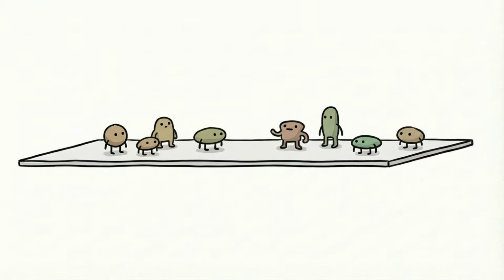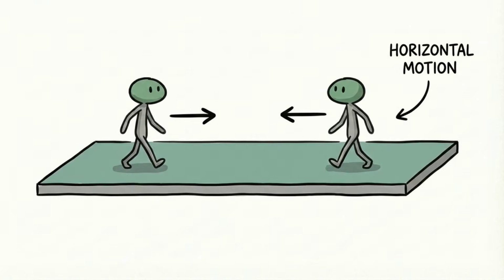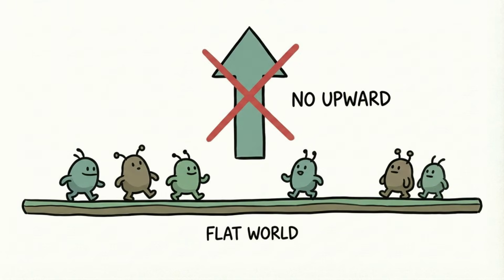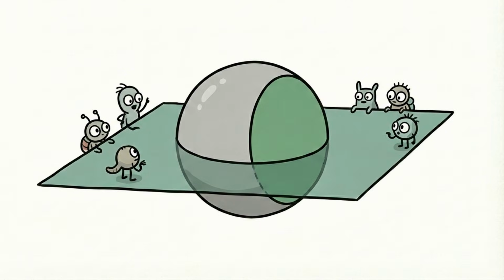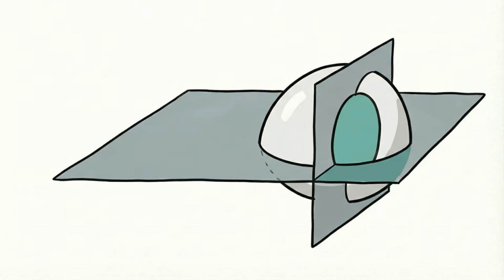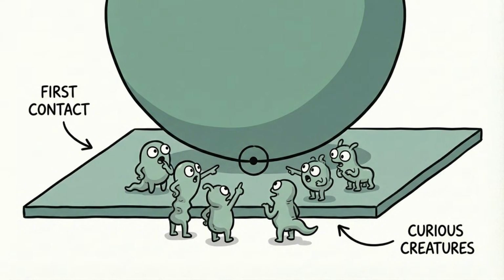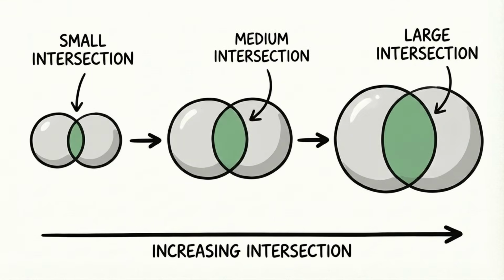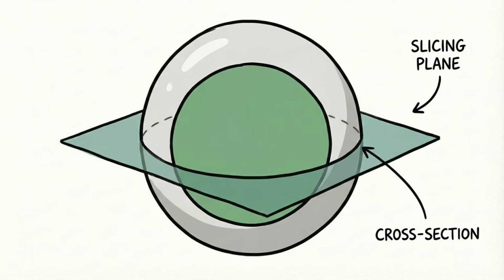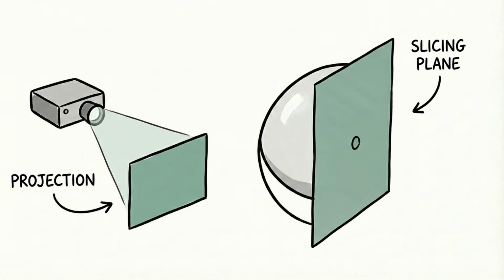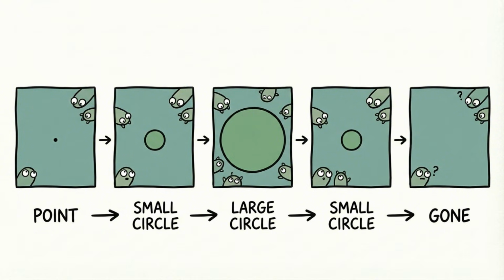Imagine a world that is perfectly flat, like a sheet of paper. The creatures in that world can move left, right, forward, and backward, but up does not exist for them. They live in 2 dimensions. Now imagine lowering a 3D sphere through their flat world. What do they see? Not a sphere. They only see the part of the sphere that intersects their 2D plane. First, a tiny point appears. Then that point becomes a small circle. The circle grows larger, reaches a maximum size, then shrinks again until it disappears. To a 2D creature, a sphere passing through its world looks like a circle that appears, grows, shrinks, and vanishes.